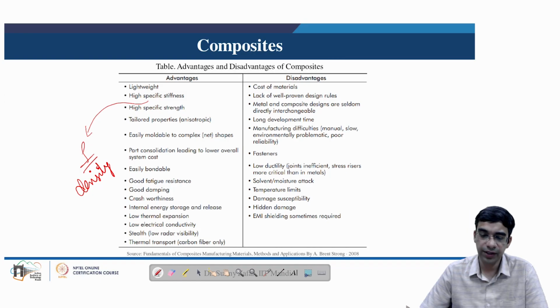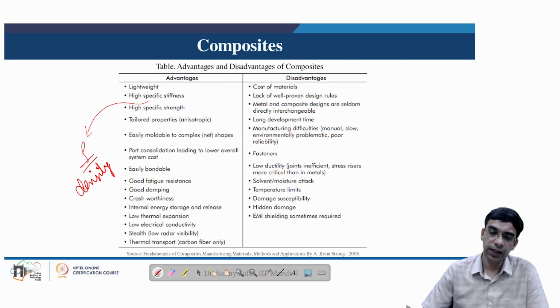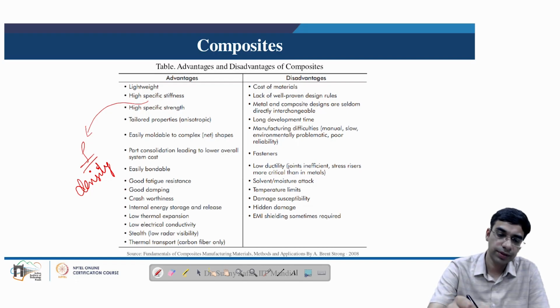They have manufacturing difficulties. Use of fasteners is much more complex here. Joining of such composites is more challenging. They are more susceptible to solvent and moisture attacks. They have some temperature limits, that is, they cannot be used in high temperature. They are also susceptible to damage, and sometimes this damage may be hidden, may not be visible directly on the surface. And at times, composites may need to be tailored with electromagnetic interference shielding capabilities, for which again some fillers may be added into the composite.